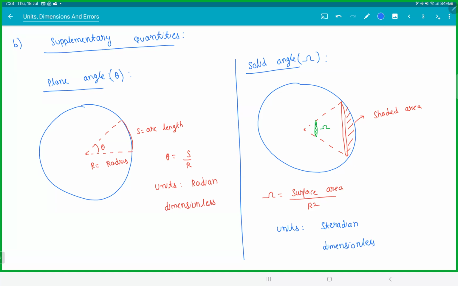So finally, we stuck with 7 fundamental and 2 supplementary quantities. With these 9, you can explain everything we know so far. Tomorrow, if something new comes from an alien and we're not able to explain it, we'll create a new unit. Clear?